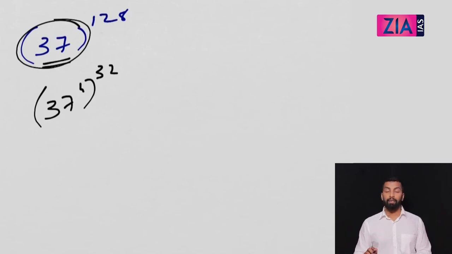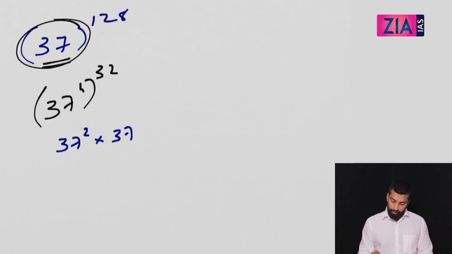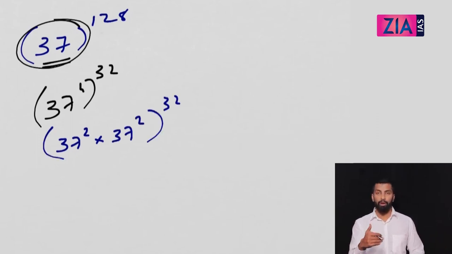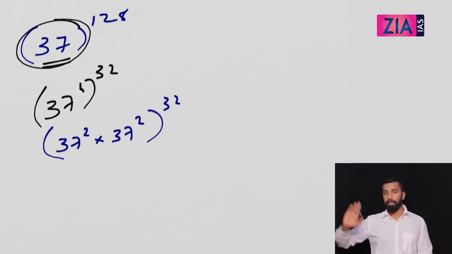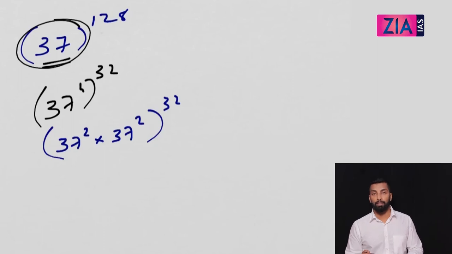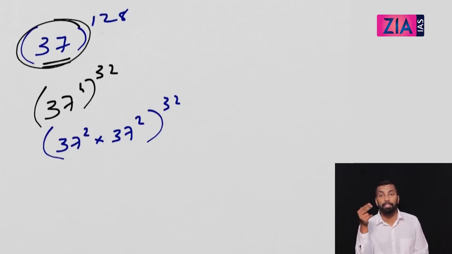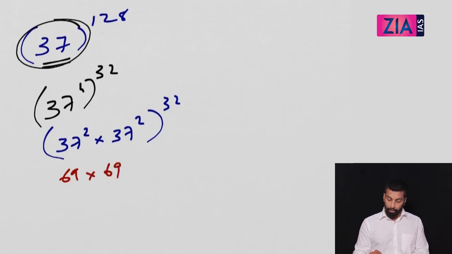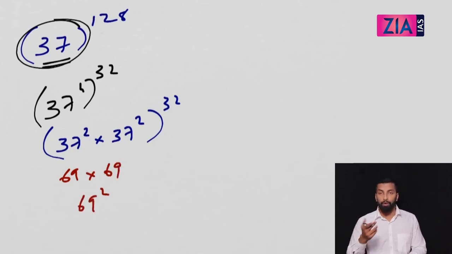So 128 is covered. Now 37 raised to 4 means, how will you write? 37 square into 37 square. That 32 is there. I may not write it in the coming steps, but I'll write towards the end, okay? So 37 square, I don't want it completely. I need the last two digits only. The last two digits depends on the last two digits. So what is the last two digits of 37 square? It will be similar to 13 square. So 69, and this is also 69. So this becomes 69 square. I don't want what is 69 square completely. I need the last two digits of 69 square. Then I'll get the answer, right?